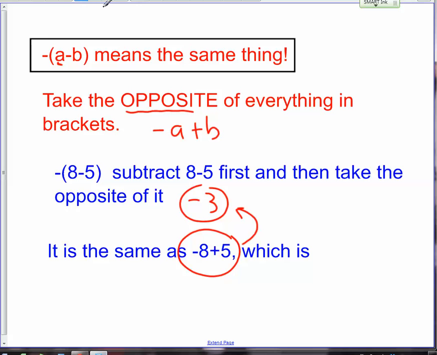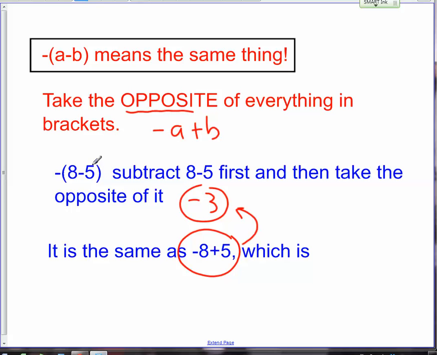So really, this means that the opposite of a minus b means the same thing again. Take the opposite of everything in brackets. So the opposite of a is -a, and the opposite of subtracting b is adding b. So to get rid of these brackets, I just take the opposite of everything in the bracket. So it becomes -a plus b.